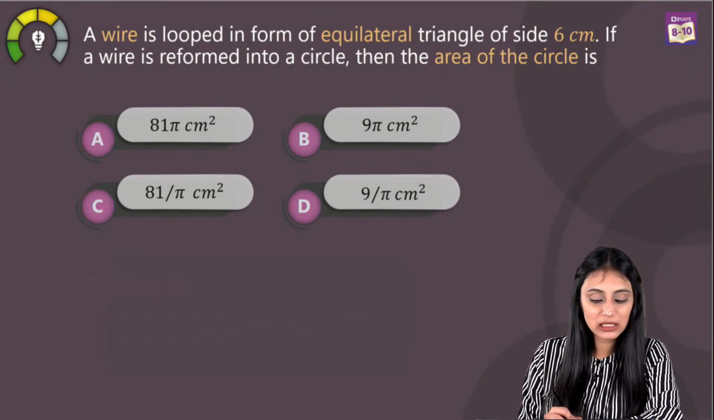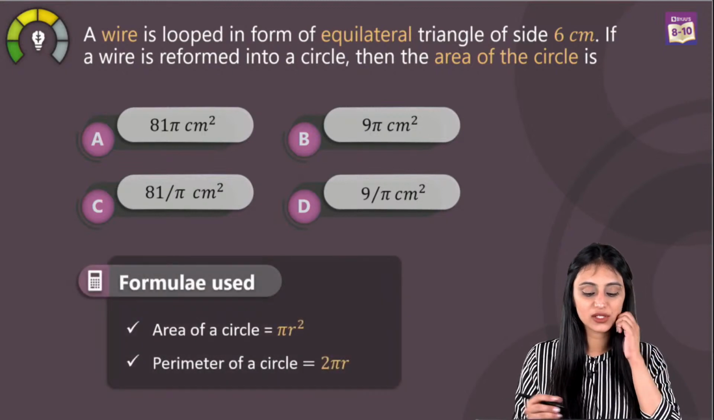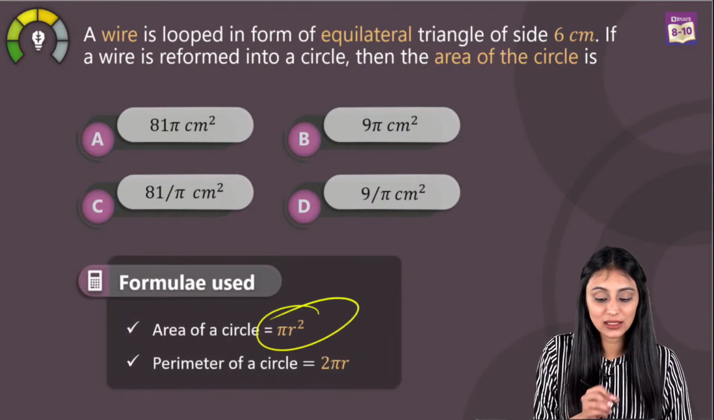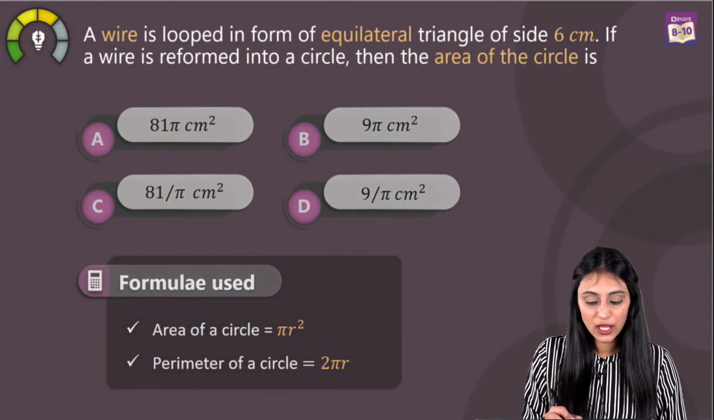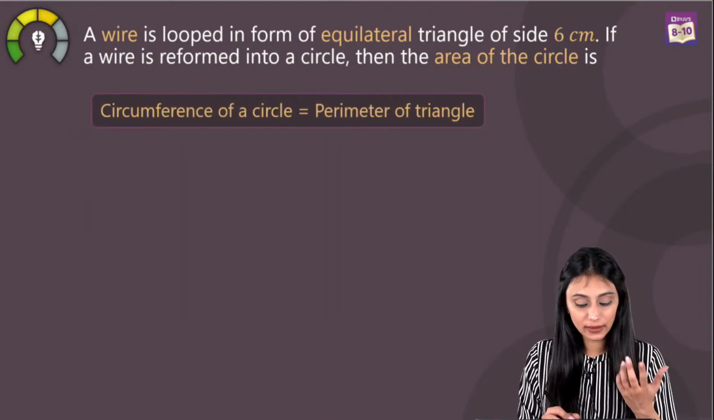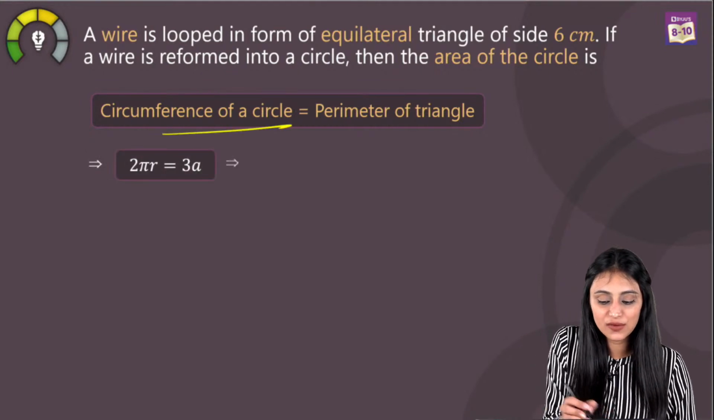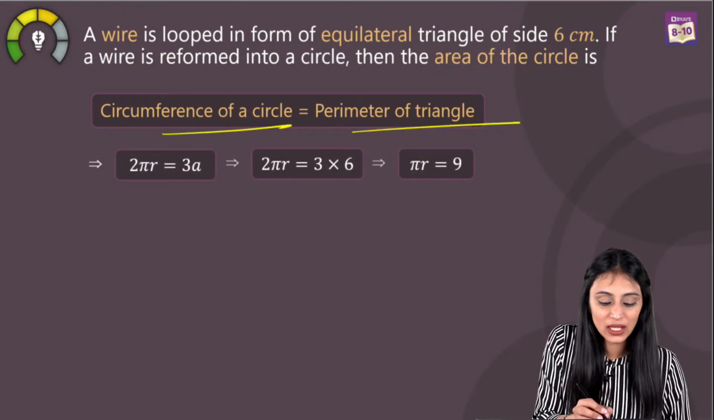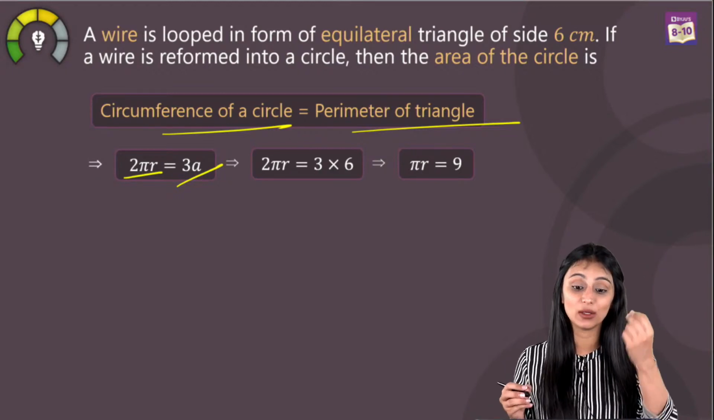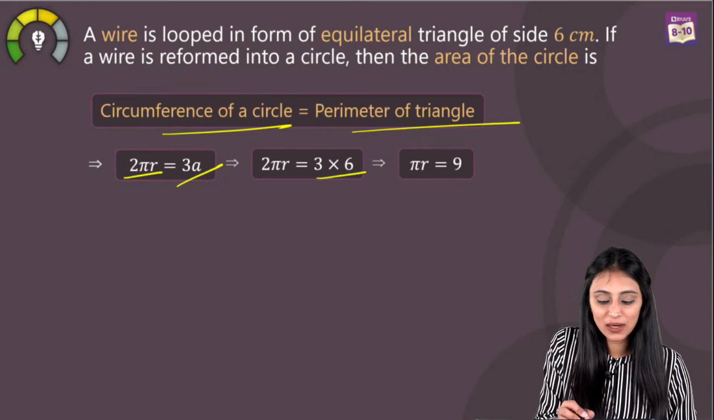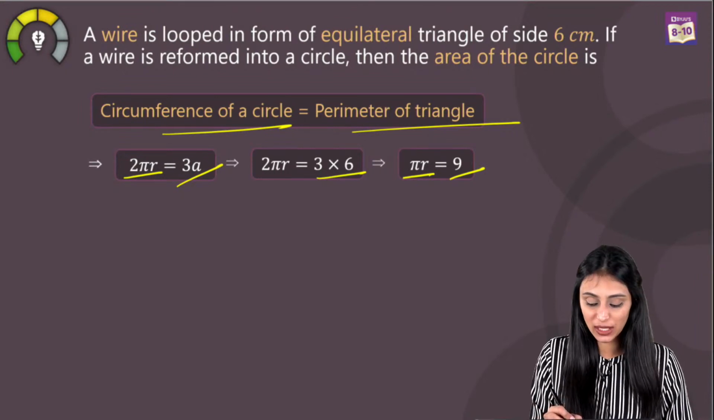Alright, so using this concept, we are going to solve this question. We know that the area of a circle is pi r square, and the circumference of a circle is 2 pi r. To find the area of the circle, I would require the radius here. So I can say that the circumference of the circle is equal to the perimeter of the triangle. The circumference is 2 pi r, and since it's an equilateral triangle, the perimeter is 3 times the side, which is 3a. So simply I'll multiply it through, and we have pi r equals 9.